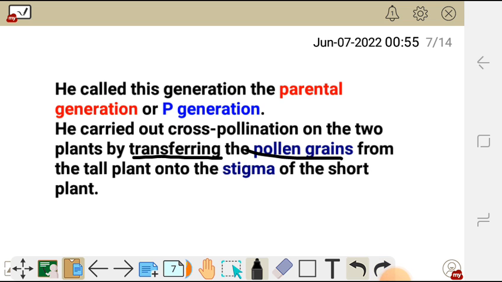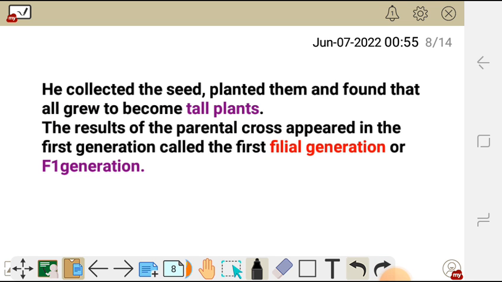The pollen grains are male sex cells which he transferred to the female part of a plant, which is the stigma. That's how he conducted his cross. Then he collected the seeds and planted them and found that all grew to become tall plants. So the results of the parent cross appeared in the first generation. He called them the filial generation, or F1 generation.